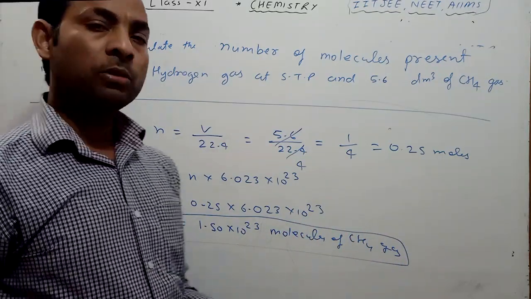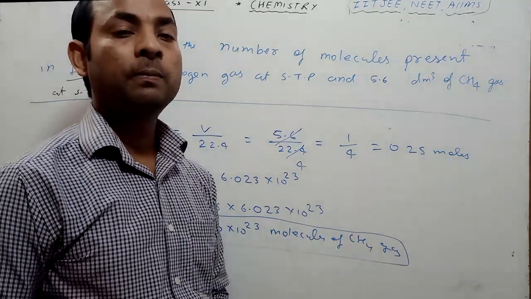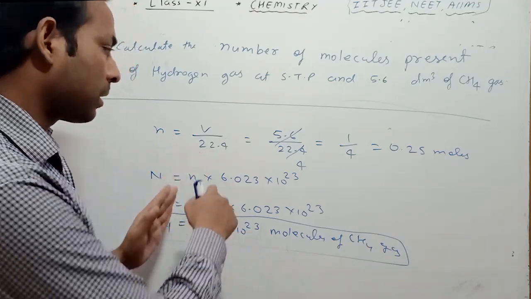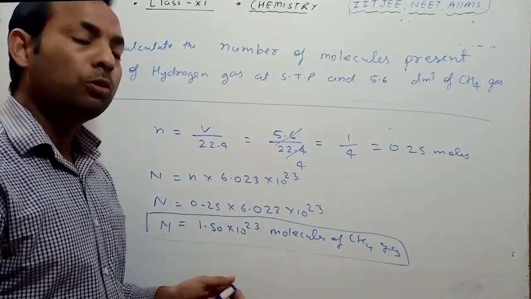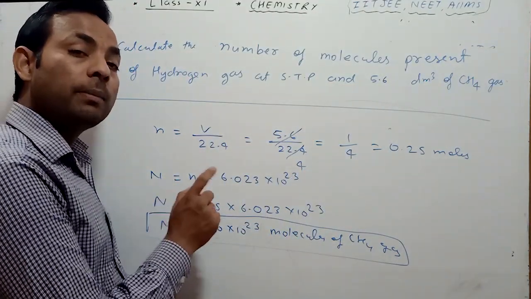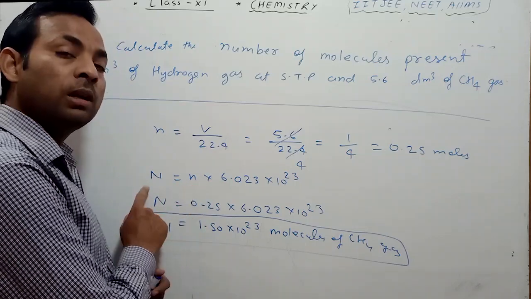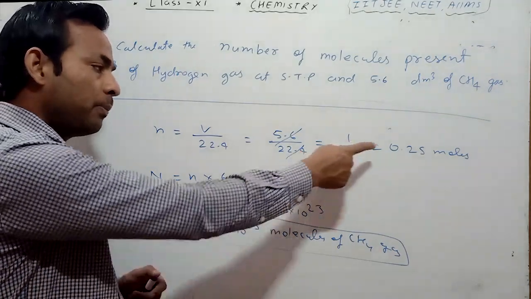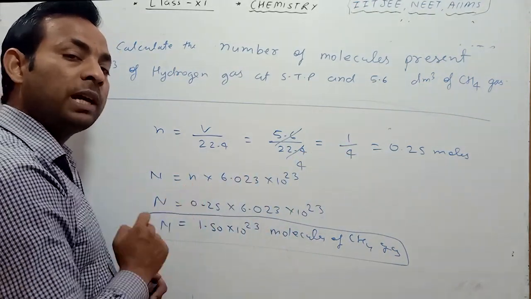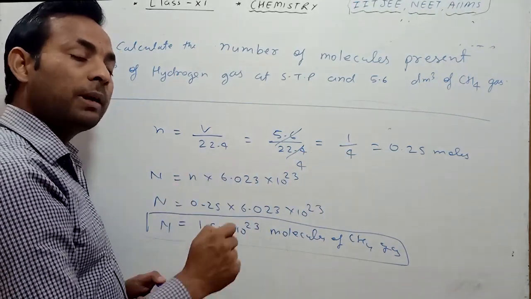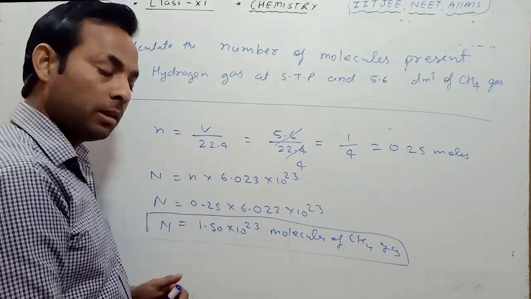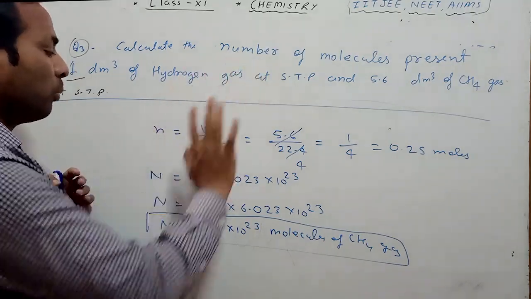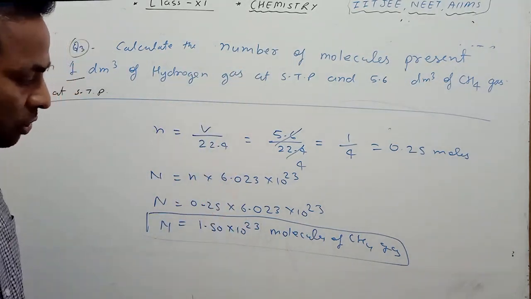So these kinds of questions can be easily calculated. First, we have to calculate the number of moles. After calculating the number of moles, we know the relation between the number of molecules and moles: N equals small n into Avogadro number. By putting in the number of moles, we can easily calculate the total number of molecules of the gases. On the basis of that, I have already solved both questions. So please take a screenshot.